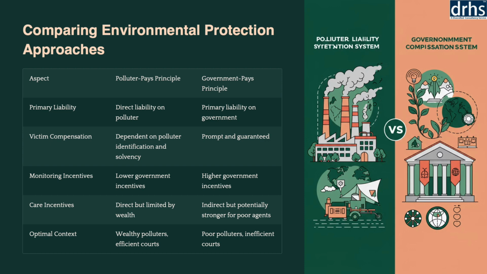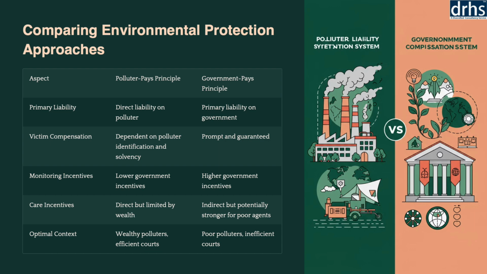By placing the financial responsibility on the government, the government-pay system ensures that environmental protection measures are consistently funded and implemented, regardless of the polluter's financial capacity. In conclusion, both the government-pay principle and the Polluter-pay principle have their strengths and weaknesses, and the choice between them depends on the specific economic and institutional context.